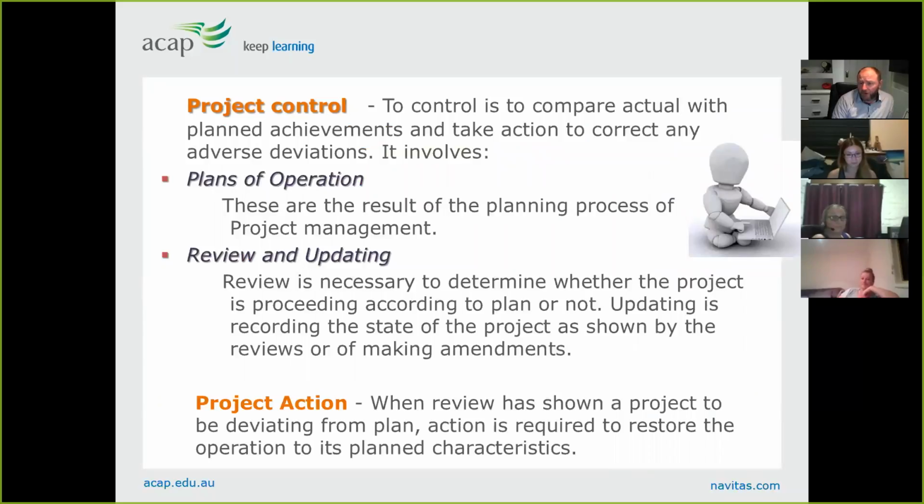Project control. So we're talking about plans of operation, review and updating. Project action. So when review has shown a project to be deviating from the plan, an action is required to restore the operation. So imagine you've sat there, you've racked your brain, you've gone, right, I'm going to have this great schedule, everything, and then it all starts to go pear-shaped.